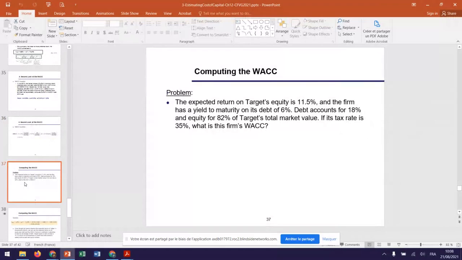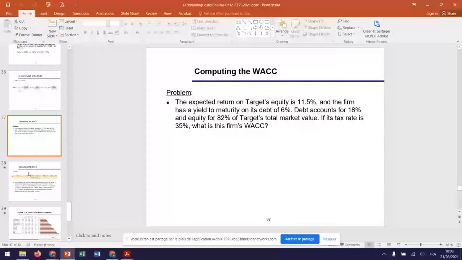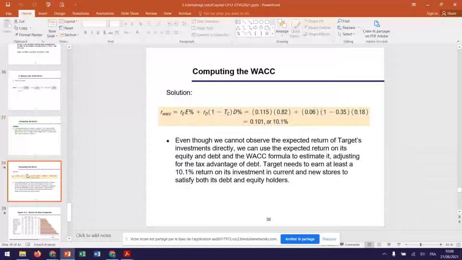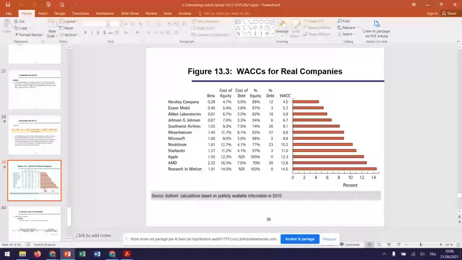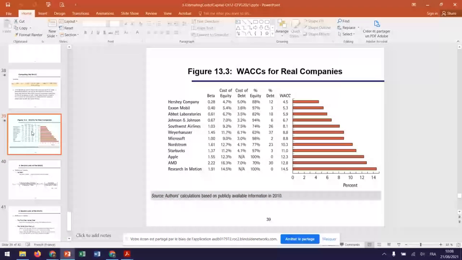Okay, this one is another example we have already seen. You can have a look by yourself. This is the WACC for real companies, and you can see here, this comes from the textbook. So what do you see? Can you help me to observe? I'd like you to observe, don't calculate anything.